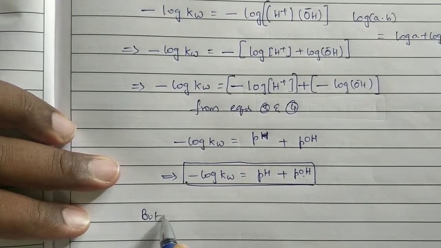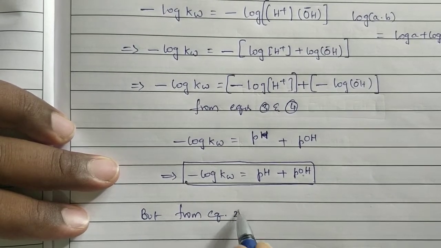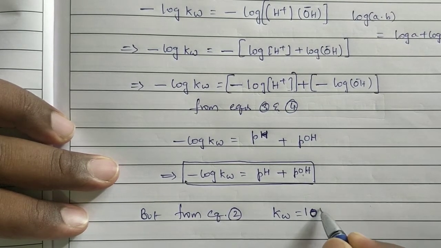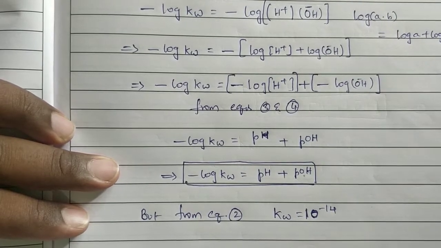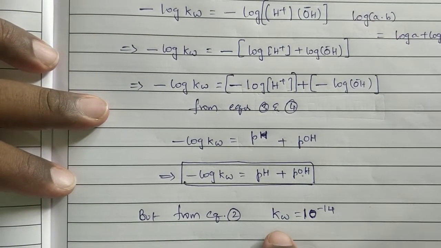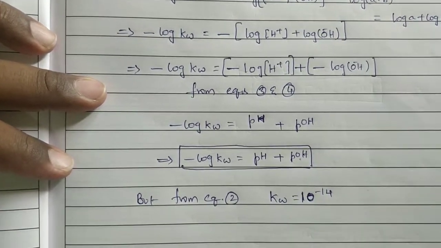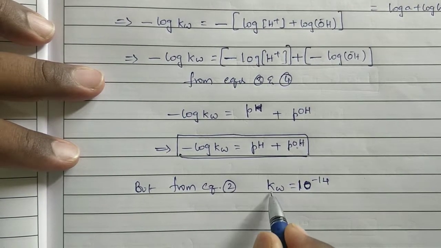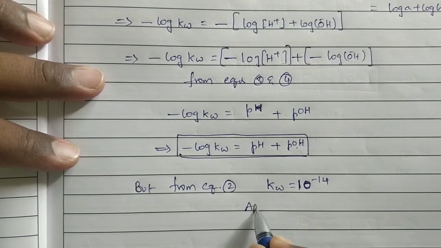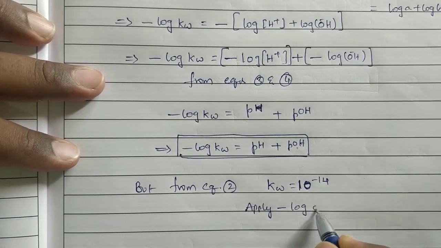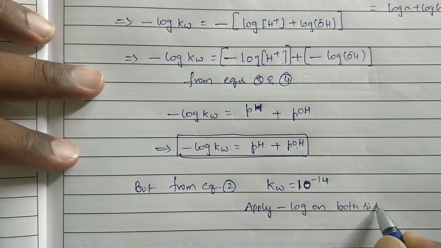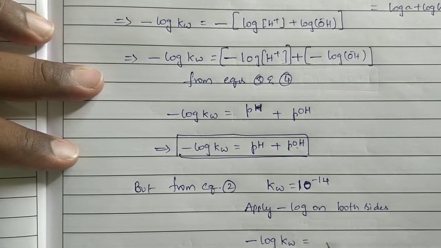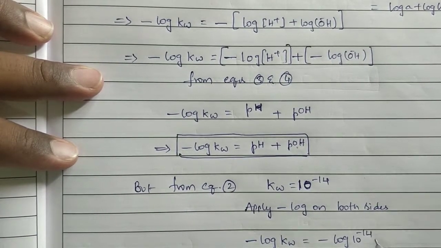But from equation 2, Kw is equal to 10 power minus 14. Already I have kept equation 2. From that equation 2 we have gotten that Kw is equal to 10 power minus 14. Apply negative logarithm for this Kw. Minus log Kw is equal to minus log 10 power minus 14.